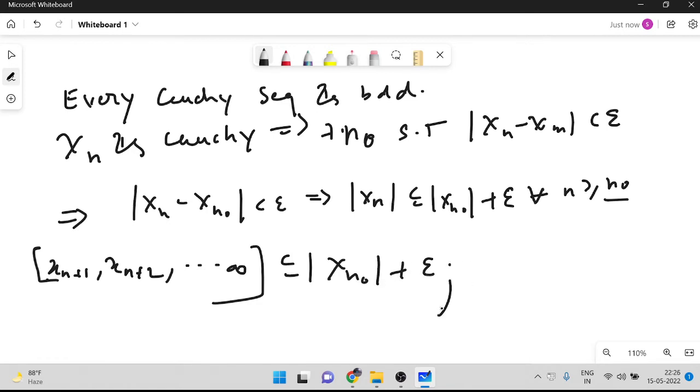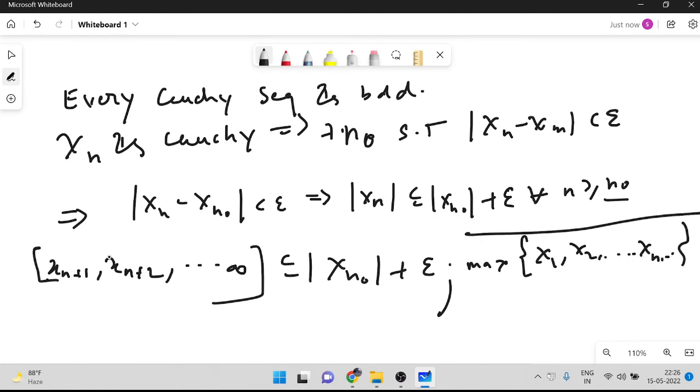each of these numbers is less than or equal to mod of Xn0 plus epsilon. And this is one bound. The next bound is the maximum of mod x1, mod x2, and so on till mod x(n0 minus 1). So the maximum of these two entities forms the bound for our Cauchy sequence. So our Cauchy sequence is bounded.